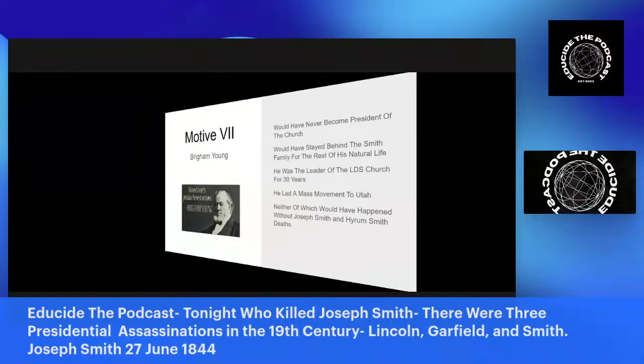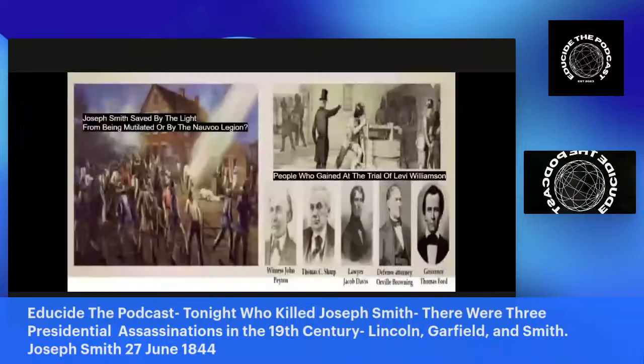Here we have the artist's interpretation. Joseph Smith's dead body saved from mutilation by the light from God. Or was it saved by the Nauvoo Legion that came to get it? People who gained from the trial: Levi Williams, witness John Payton, Warsaw Signal editor Thomas C. Sharp, lawyer Jacob Davis, defense attorney Oliver Browning, and Governor Thomas Ford of Illinois.